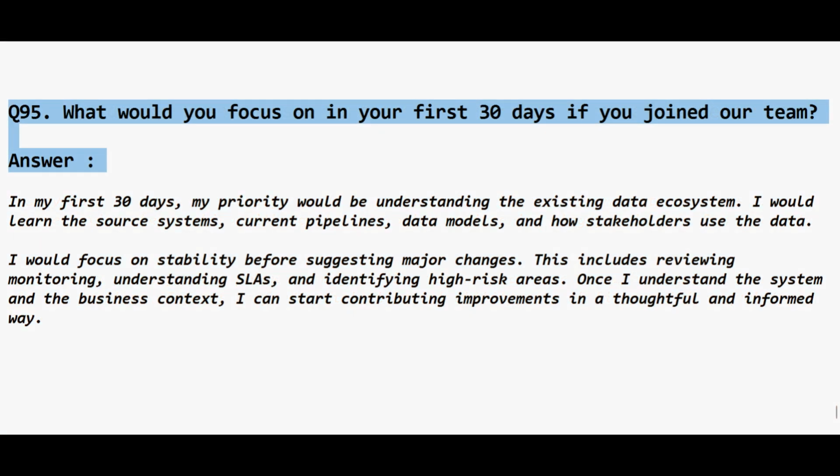Question 95. What would you focus on in your first 30 days if you joined our team? Answer. In my first 30 days, my priority would be understanding the existing data ecosystem. I would learn the source systems, current pipelines, data models, and how stakeholders use the data. I would focus on stability before suggesting major changes. This includes reviewing monitoring, understanding SLAs, and identifying high-risk areas. Once I understand the system and the business context, I can start contributing improvements in a thoughtful and informed way.